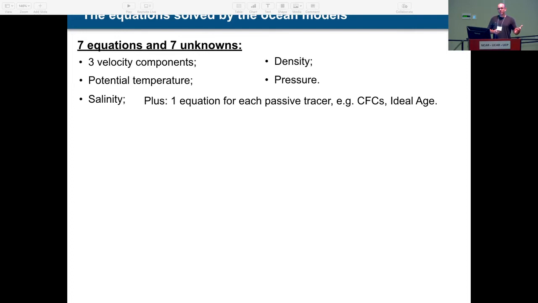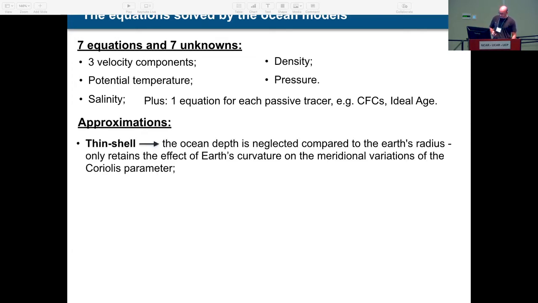So we have 7 equations and 7 unknowns. We have 3 equations for velocity, u, v, w, 1 equation for potential temperature, 1 equation for salinity, then density, which combines both potential temperature and salinity, and then pressure. So with 7 equations and 7 unknowns, we can solve this system. Plus, if you have other tracers, for example, CFCs, ideal age, then you need a separate equation for each of those.